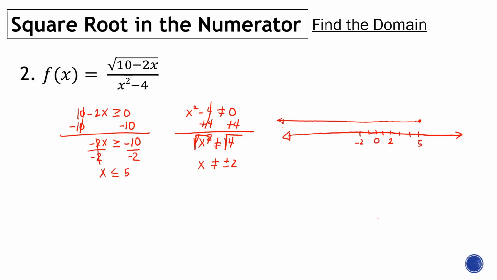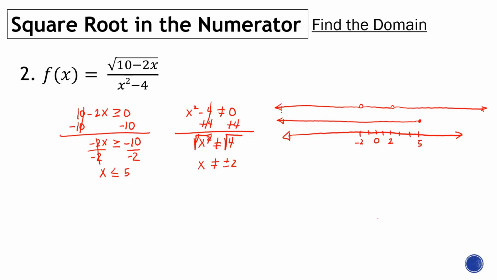Okay. Now what about x cannot be equal to positive or negative 2? That means I'm going to put a circle here and there. All the numbers in between are included. All the numbers greater than positive 2 are included, and all the numbers less than negative 2 are included.